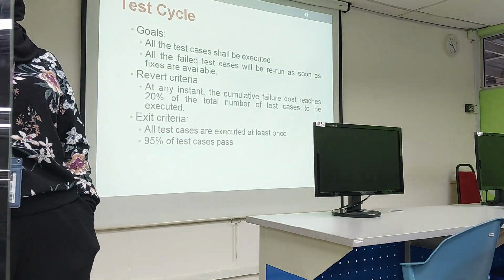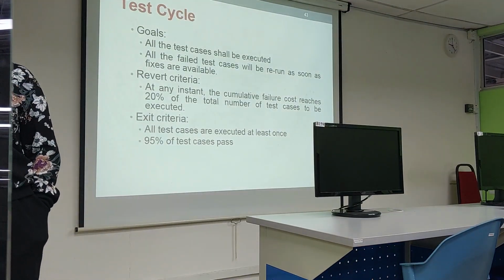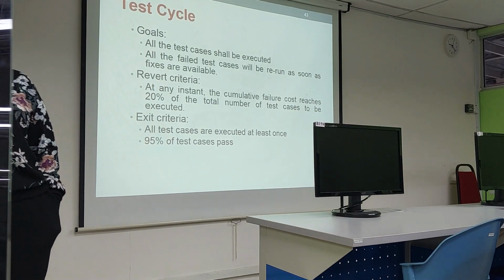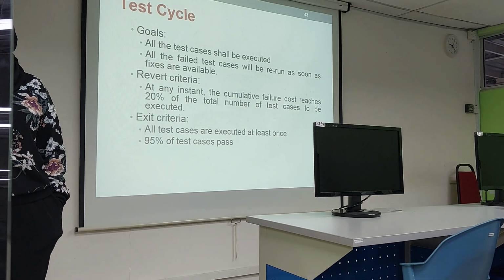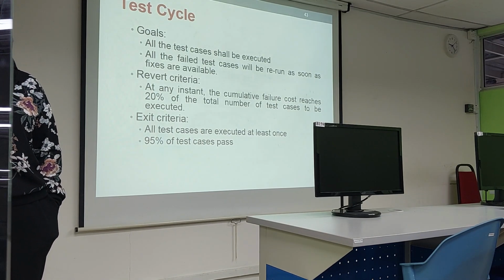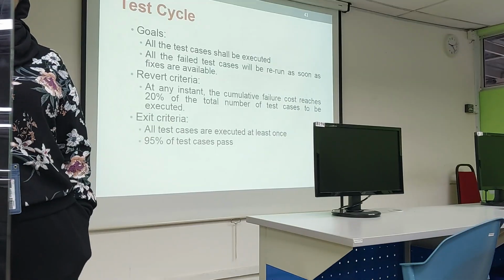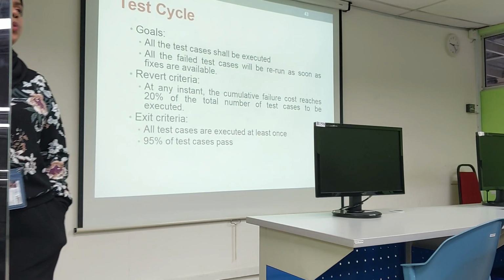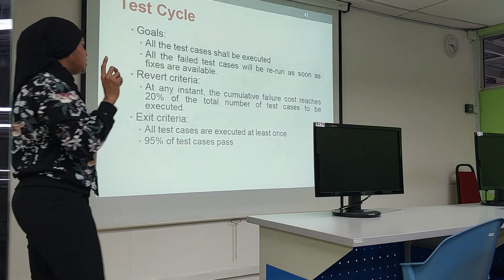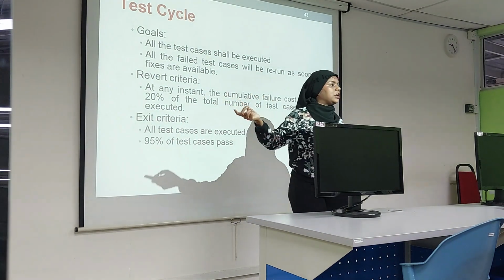Okay? So when we do test case execution and complete the execution of a test case at least one time, at least one time means we execute the test case and we get the result, either pass or fail. It means we have completed the execution. Okay, so when we are able to complete from the first test case until, maybe, 500 test cases.